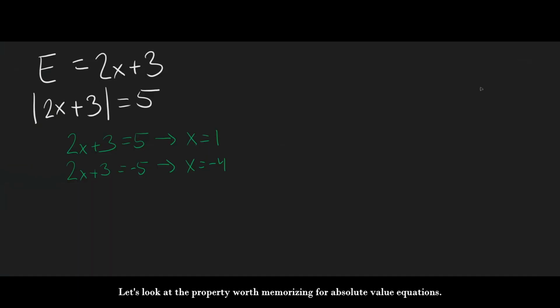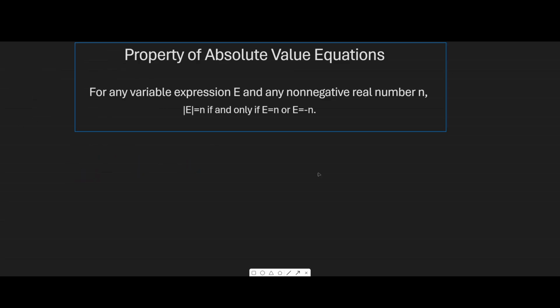Let's look at a property worth memorizing for absolute value equations. The property of absolute value equations: for any variable expression e and any non-negative real number n, the absolute value of e equals n if and only if e equals n or e equals -n. Let's look at what this property is talking about.